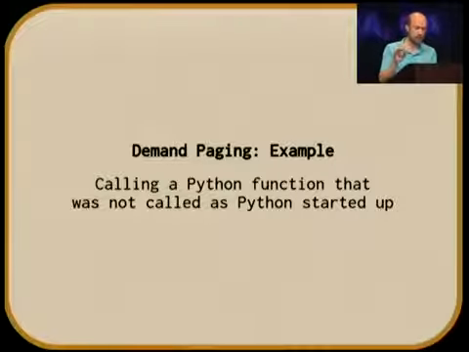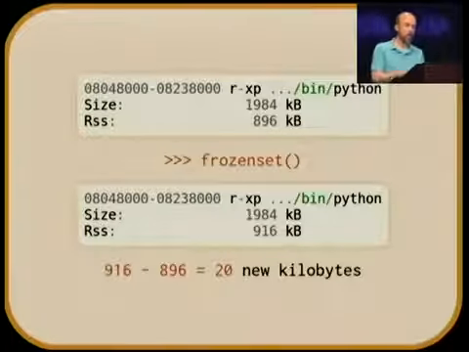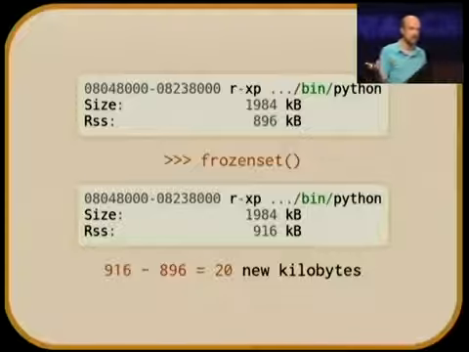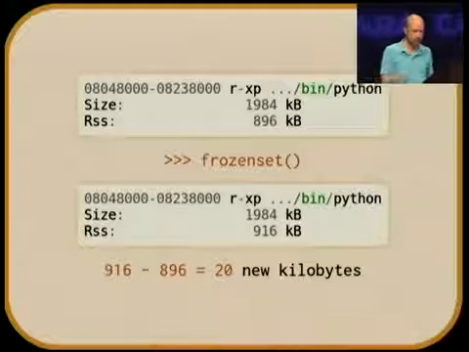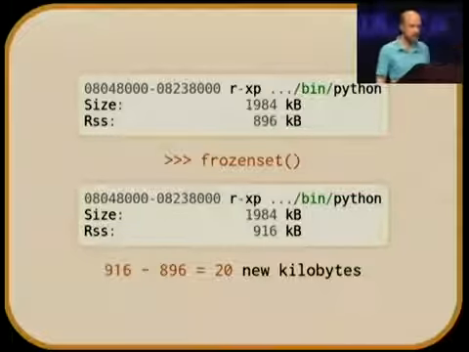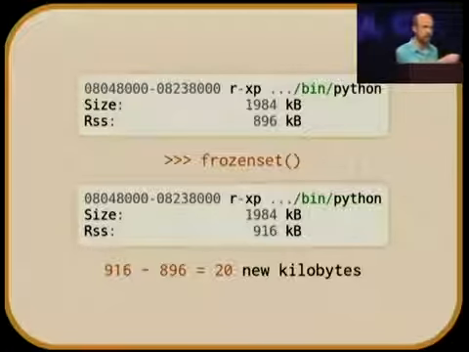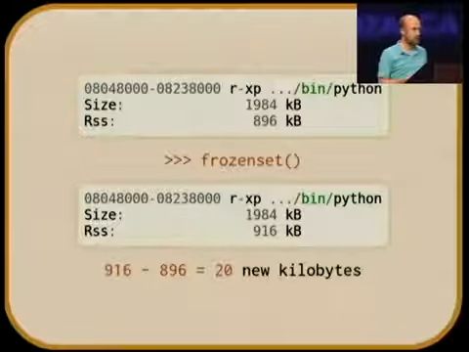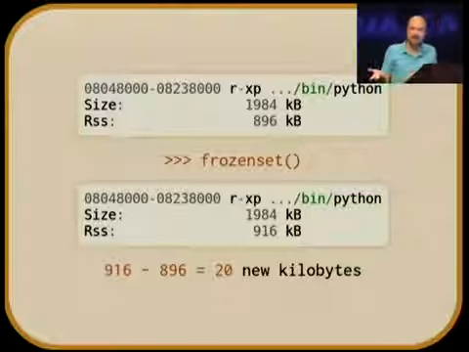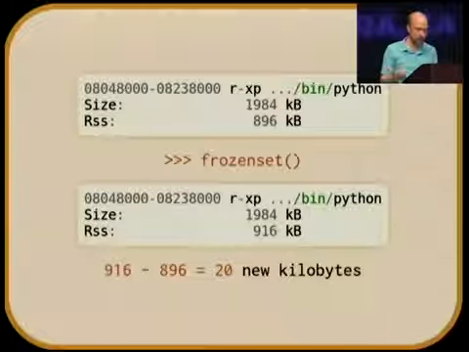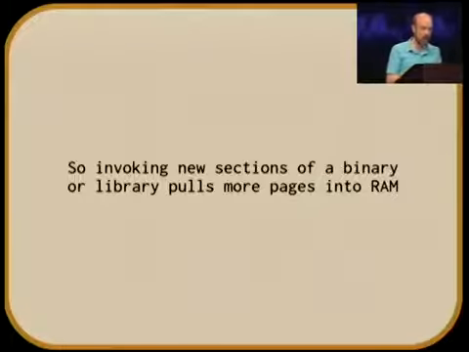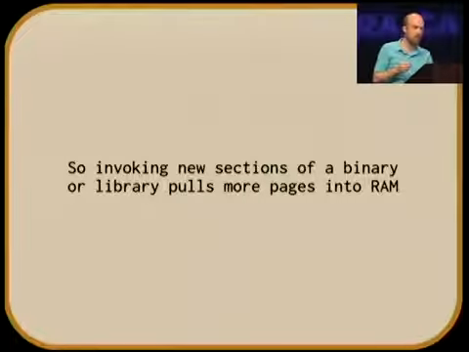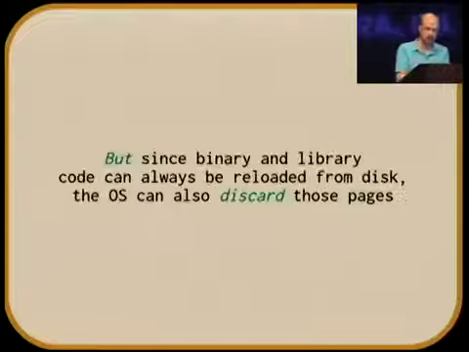And so to give you a small example, I'm going to call here frozenset, which just happens to be a function that Python doesn't use during its own boot process. And you can see that 20 new kilobytes had to be pulled in from the disk before that function could finish because the OS had saved memory by not actually reading them from disk when Python started. So invoking new sections of a binary or library pulls more pages into RAM.